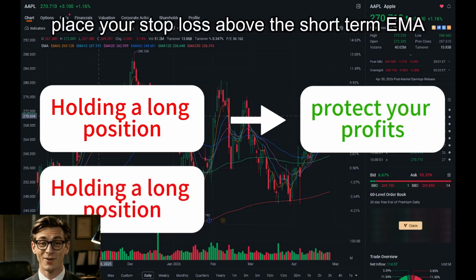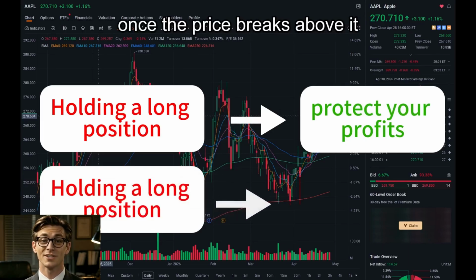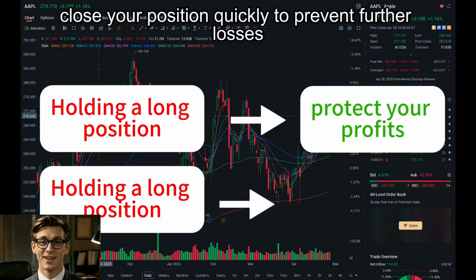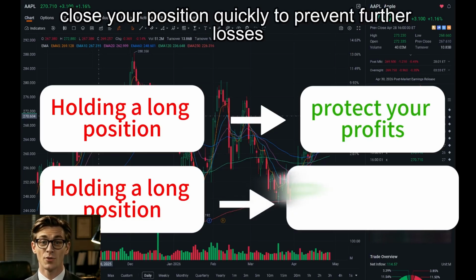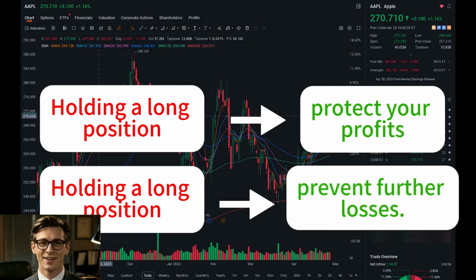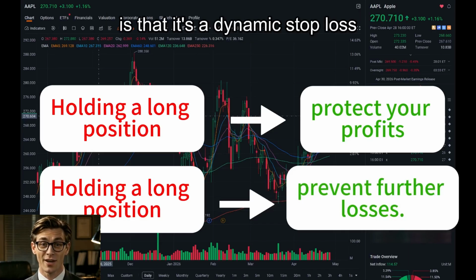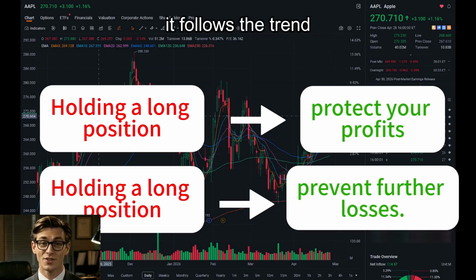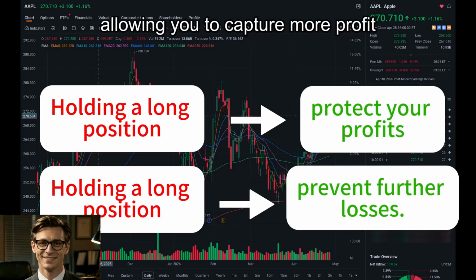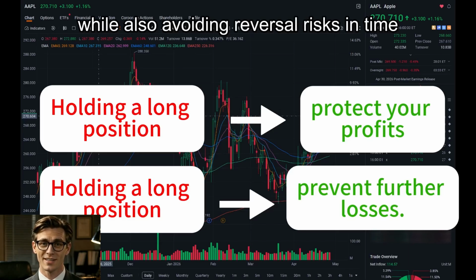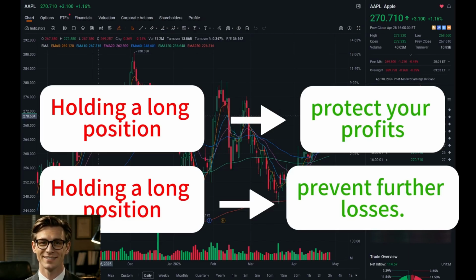Holding a short position, place your stop loss above the short-term EMA. Once the price breaks above it, close your position quickly to prevent further losses. The advantage of this method is that it's a dynamic stop loss. It follows the trend, allowing you to capture more profit, while also avoiding reversal risks in time.